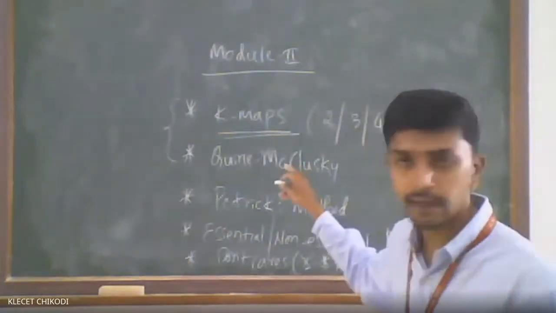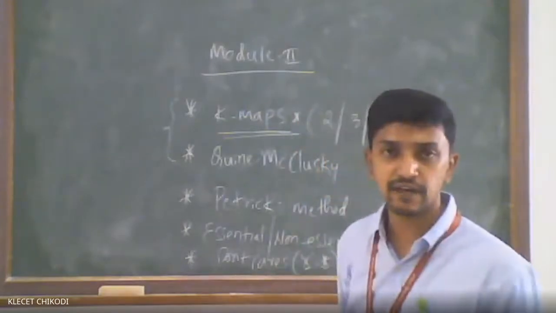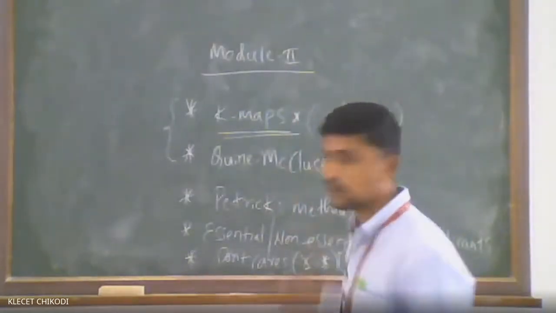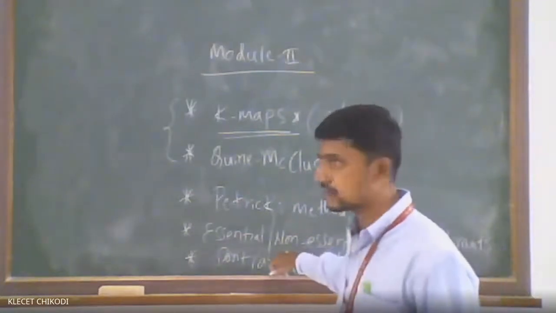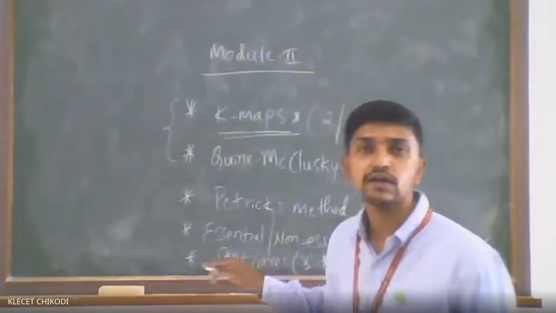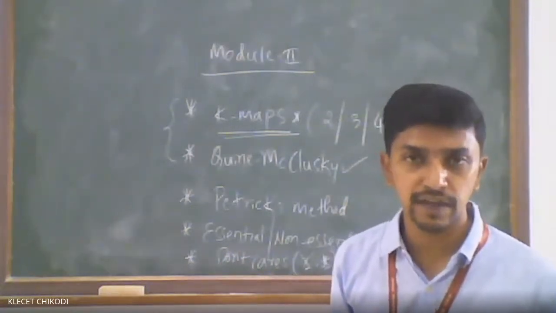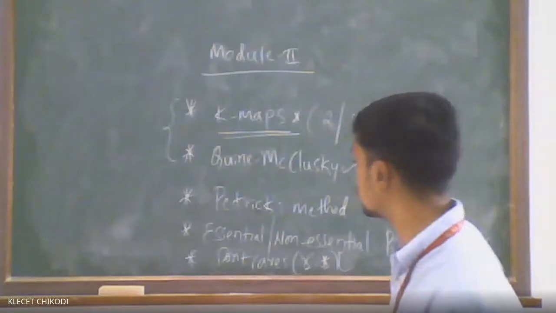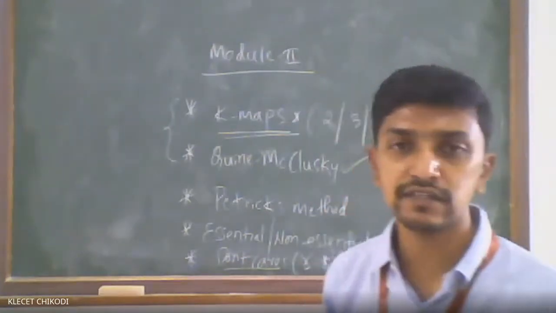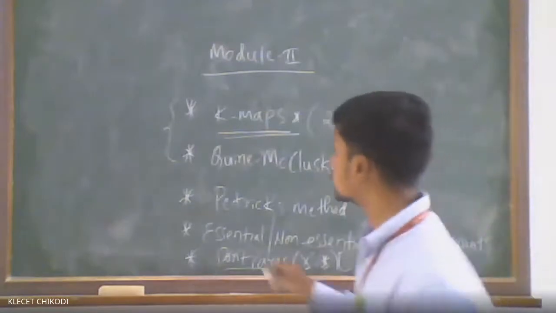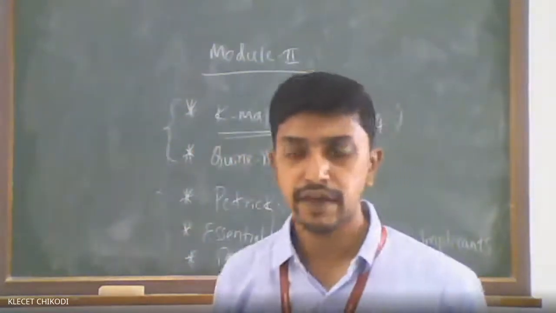So in that case we go for the next method for simplifying the Boolean expression, that is the K-map technique. Again, if the K-map method is not sufficient for us, then we go for the Quine-McCluskey method, and in the Quine-McCluskey method we see whether we are getting essential prime implicants, what the non-essential prime implicants are, and there are some functions which use don't care or incompletely specified functions, and we'll see all these points in module 2. Fine.